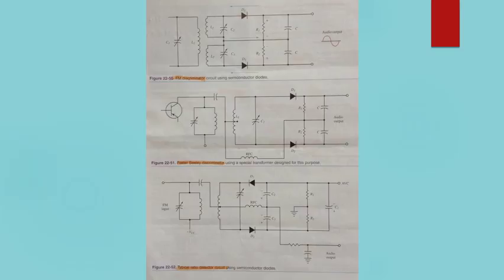In advanced courses, you will study this type of detection in more detail. Note that each diode in the discriminator must have equal conduction capabilities. This means that the semiconductor diodes used must be in matched pairs.